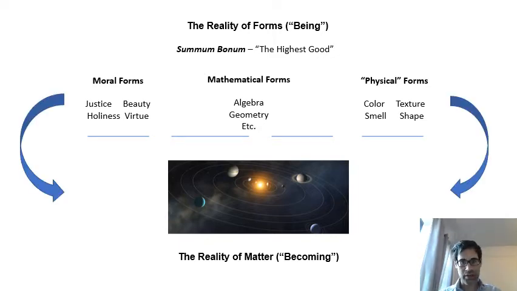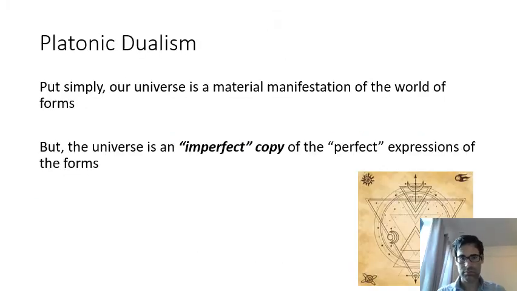And just as with Pythagoras' model, these forms feed information to the reality of matter. So the reality of matter is built upon the information provided by the realm of being. So put simply, our universe is a material manifestation of the world of forms. But our universe is what we call an imperfect copy of the perfect expressions of these forms.